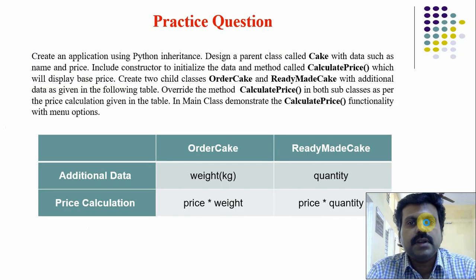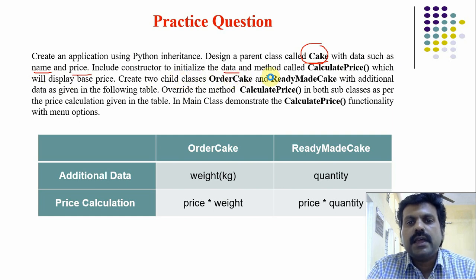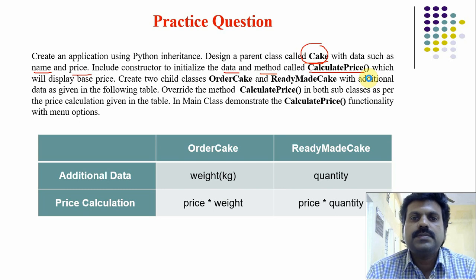So this is an example practice question. The question is: create an application using Python inheritance. Design a parent class called Cake with data such as name and price. We have to include the constructor to initialize the data, and a method called CalculatePrice, which will display the base price.